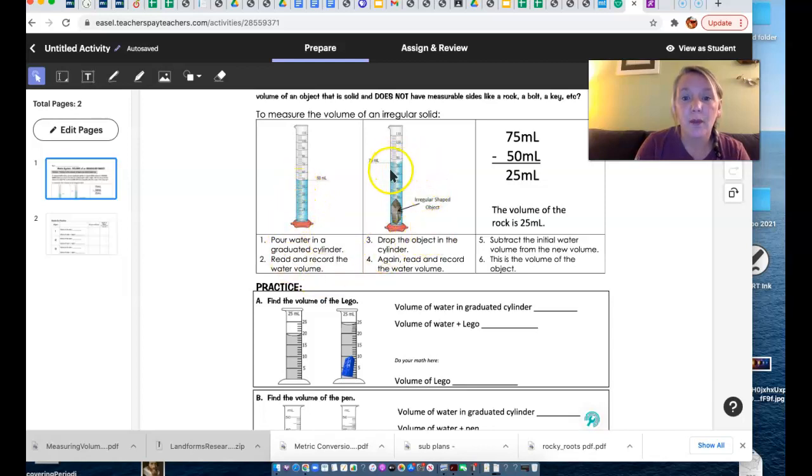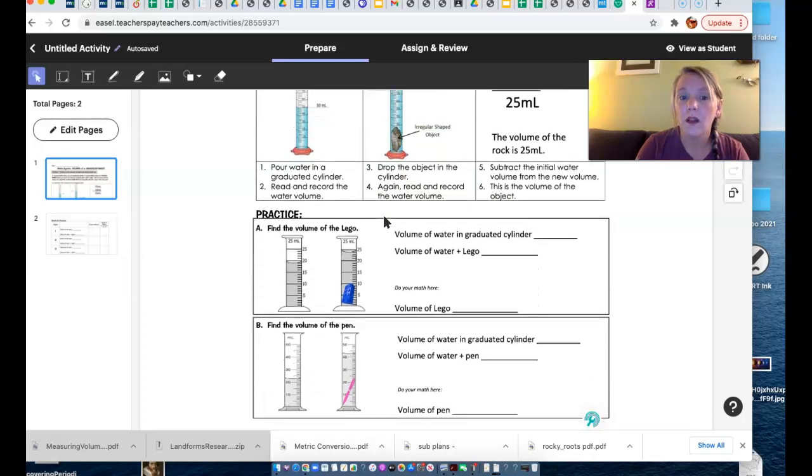And then they drop the object into the cylinder and the water level went up because the object displaced the water. It moved it up. And now the graduated cylinder reads 75 milliliters. So very simple math here. They're taking the final volume, subtracting the beginning volume, and the difference is 25 milliliters. Okay, the volume went up to 75 milliliters. They started with 50. And it's the difference between these two, and that difference is 25 milliliters. That means the rock that they were measuring is 25 milliliters. That's the volume of this rock.